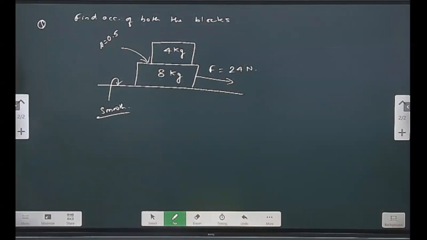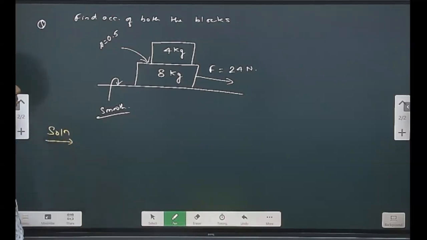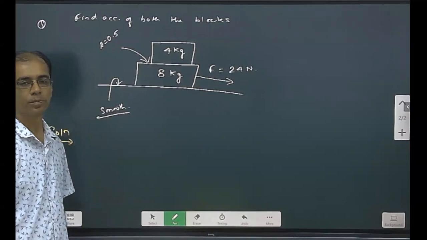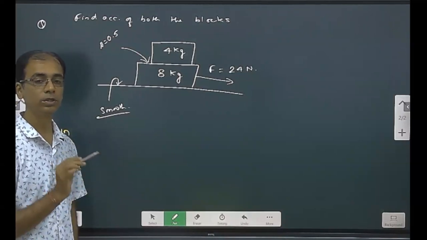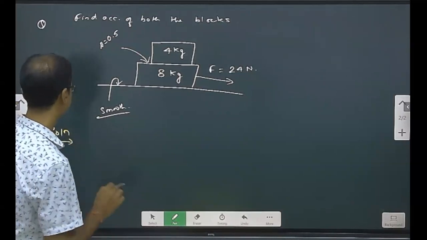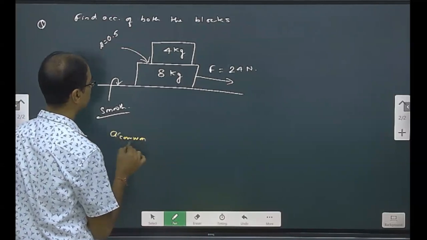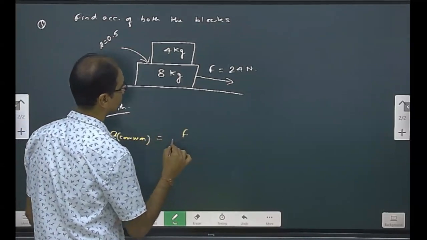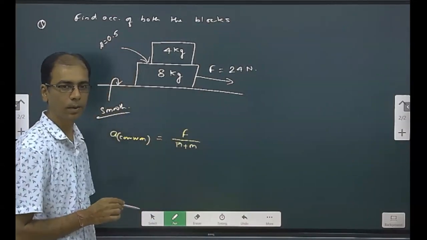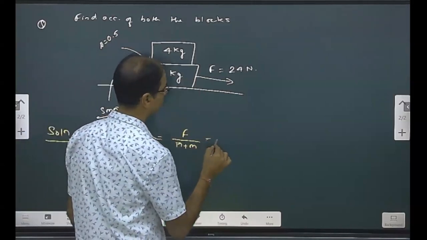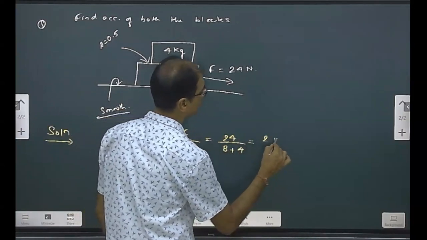Done? Yes, sir. Okay. So what is the first thing we'll do? First, find out what is the common acceleration. If they move together, what is their common acceleration? We know that it has to be F by m plus m. Common acceleration will be F by m plus m. What is F? 24. And m plus m is 8 plus 4. That's 12. That means acceleration is 2 meters per second square.